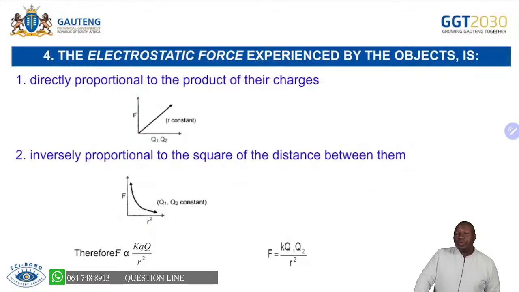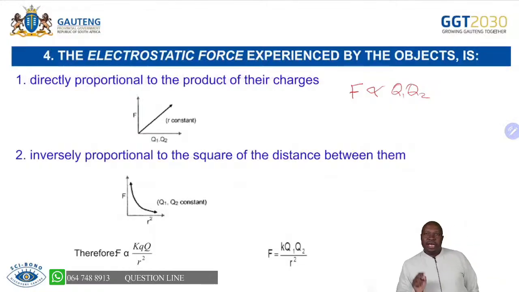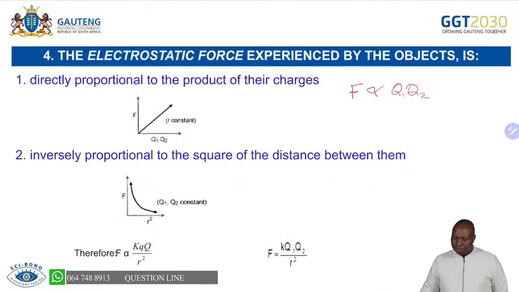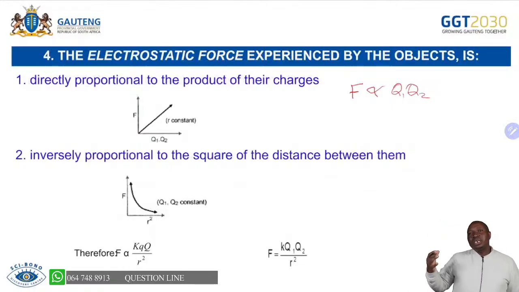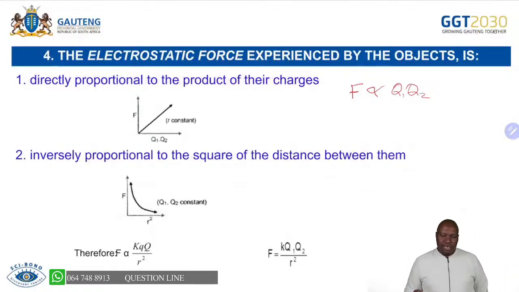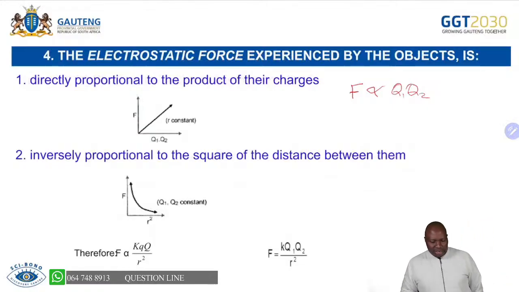Now, we're going to look at the electrostatic force experienced by the object. Remember what we said? We said the electrostatic force, which is F, is directly proportional to the product of the charges, which means Q1 times Q2. So what does that mean? It means as we increase the charges, we increase the electrostatic force. As we decrease the charges, we decrease the electrostatic force.